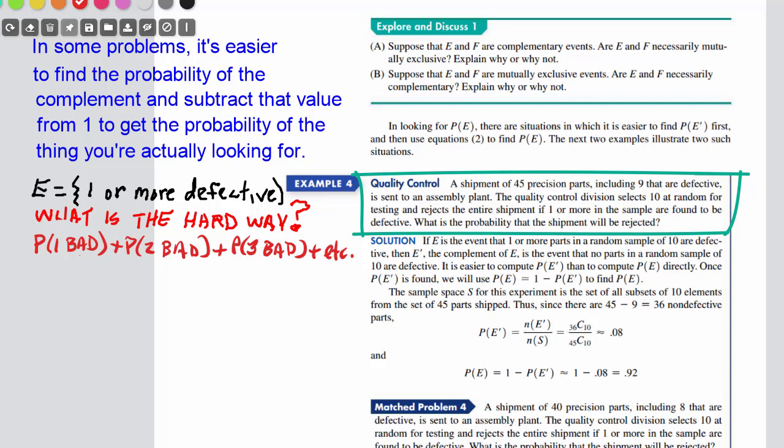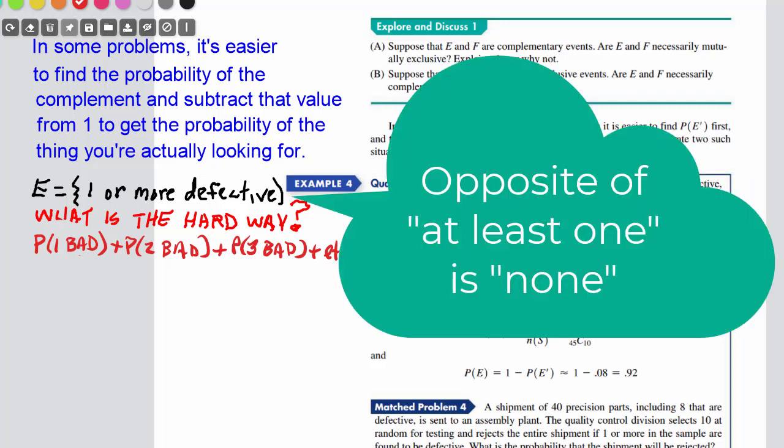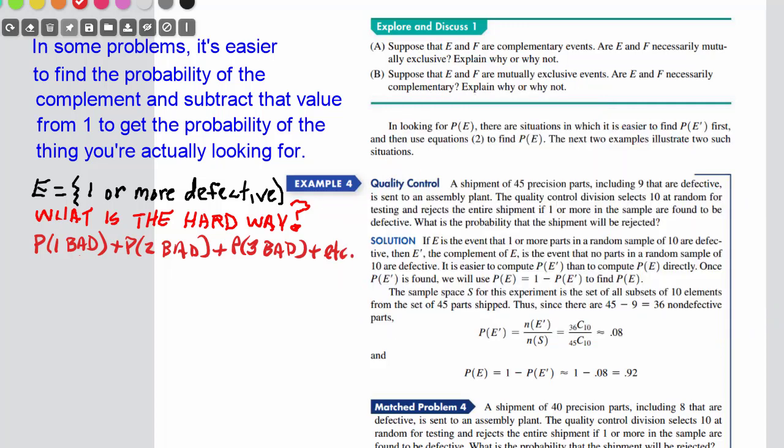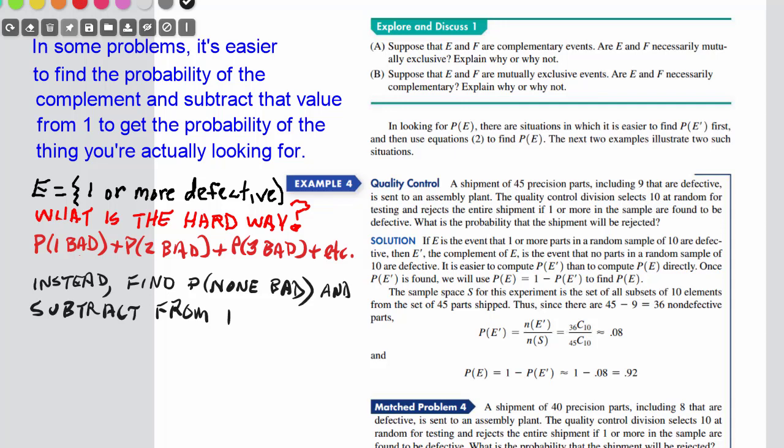One thing you have to realize is that the opposite of at least one bad is that none of them are bad. So let's find the probability that none of them are bad. Again, that's the complement of at least one bad one. And then we'll subtract that probability from 1. So we let E prime be the event that none are bad. How do we find its probability?